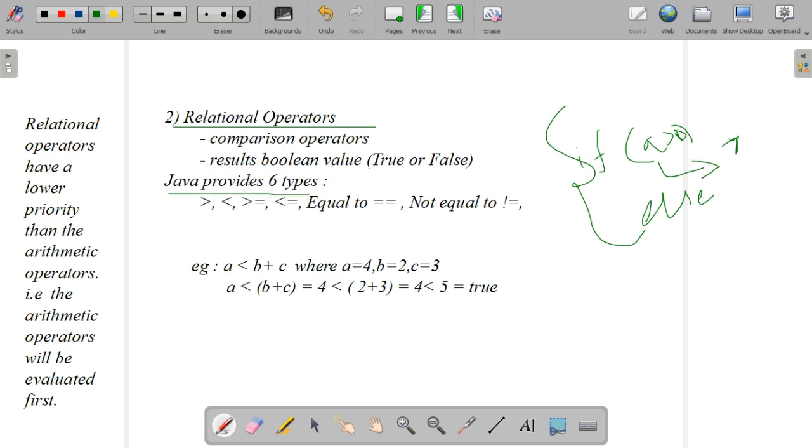Java provides 6 types of relational operators: greater than, less than, greater than or equal to. Always remember, whenever we are writing in a programming language, for greater than or equal to you first have to write the greater than sign, then equal to.